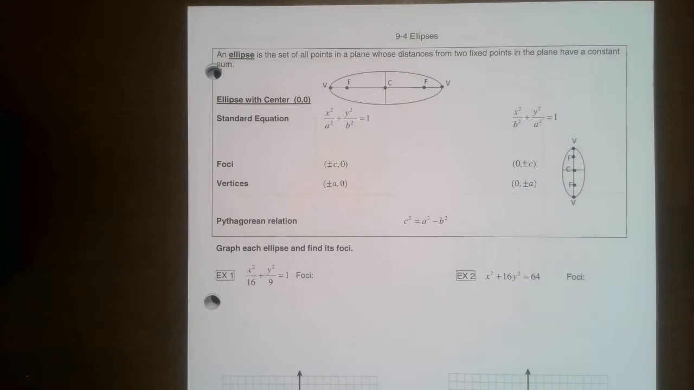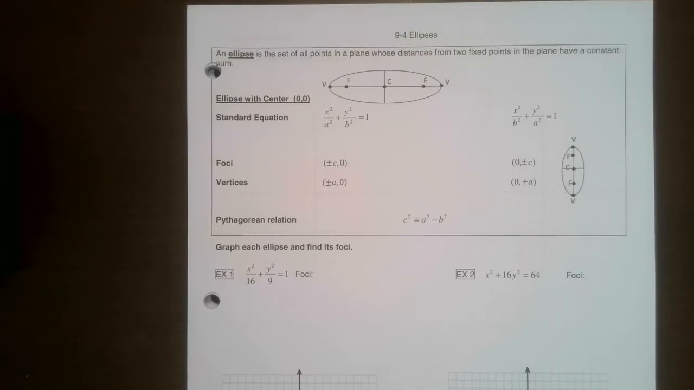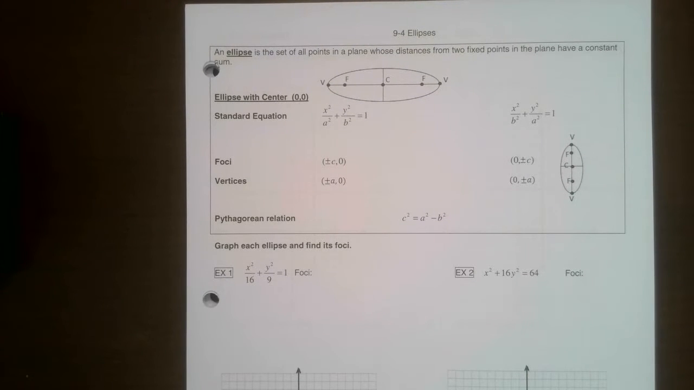Moving right along, we're up to 9-4, ellipses. Now, I know I'm kind of beating a dead horse here, but you've got to watch the pre-lessons for all of this to make sense. Ellipses are a lot easier than parabolas if you get the gist. So with that being said, if you haven't watched the pre-lesson, just stop this video right now and watch it, or else a lot of what I'm about to do won't make sense.